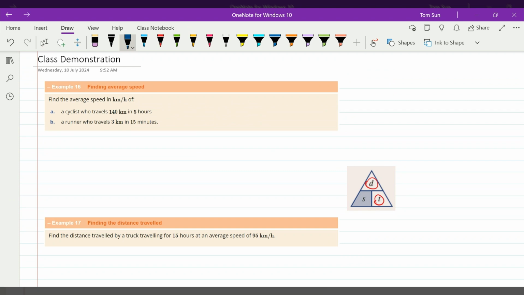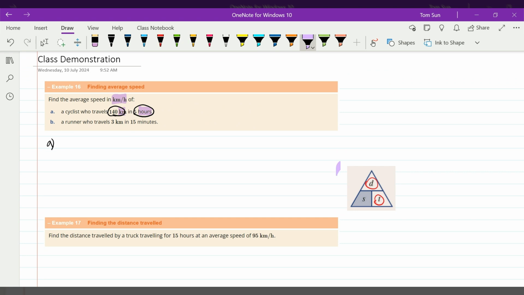That's really important, by the way. Asking this means your answer has to be in kilometers per hour as the units. For question A, a cyclist travels 140 kilometers in 5 hours. We're given a distance and a time in the correct units: kilometers and hours. So it's a feel-good start.